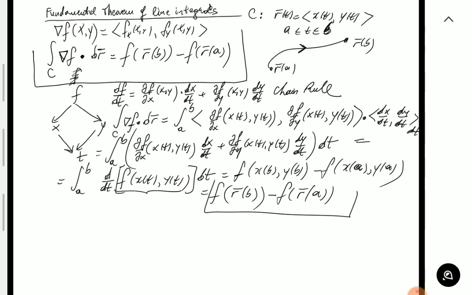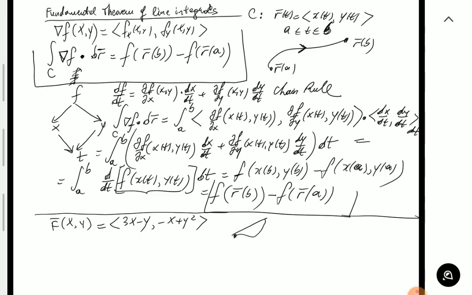So what is the moral of the story related to the previous example? So remember, the previous example involved a vector field. Let's write it again: 3x minus y, minus x plus y squared. And the line integral basically was between two curves, starting at the point minus 1, 1 and ending at the point 0, 2.